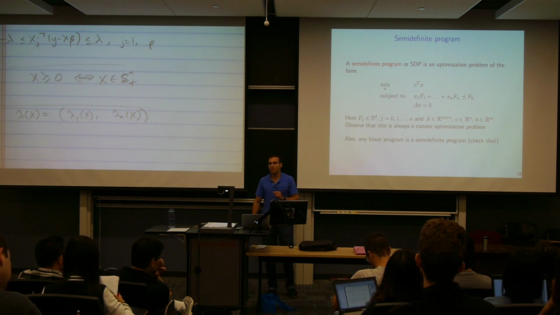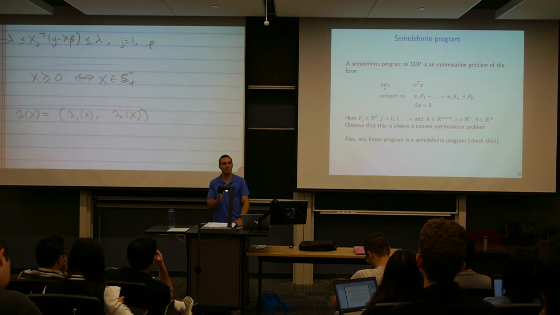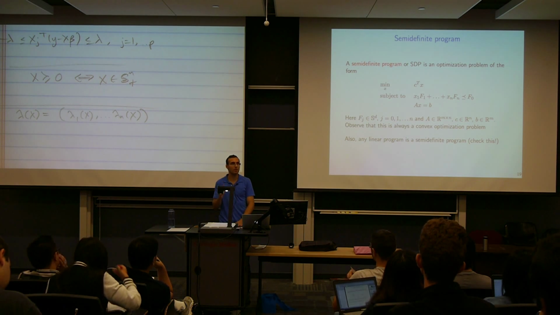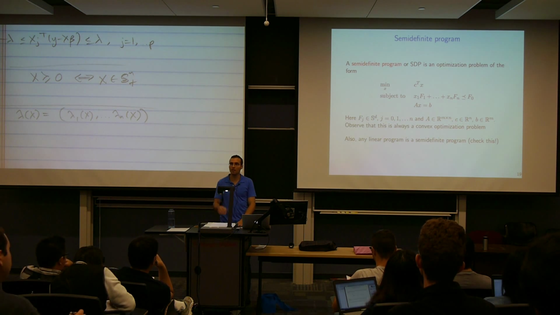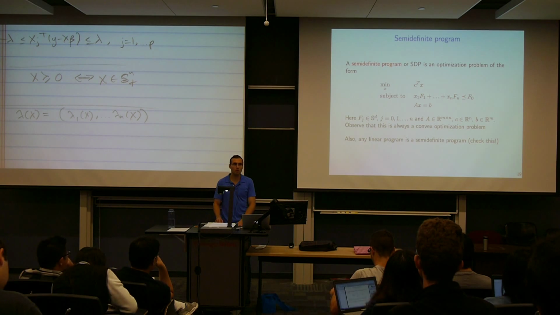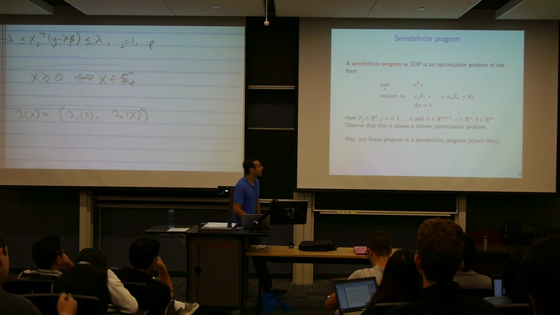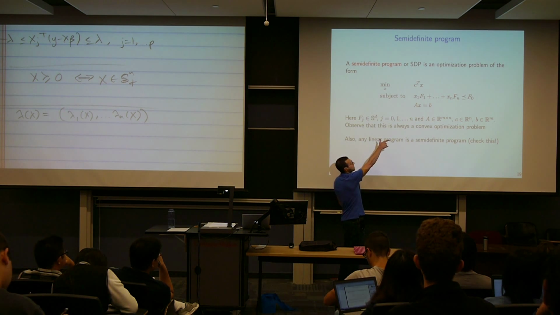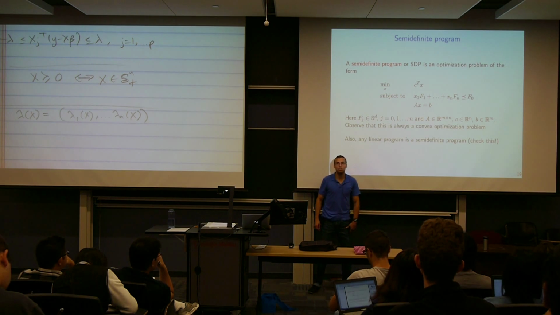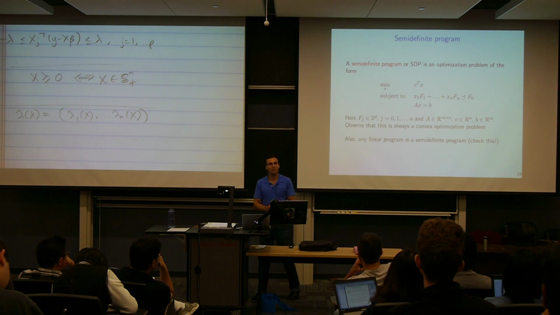And I'm saying that the matrix given by x1 times F1 plus x2 times F2 all the way through xn times Fn has to be less than or equal to the matrix F0, meaning that F0 minus the matrix on the left-hand side has all non-negative eigenvalues. That's what it means, right? That's what that ordering means.